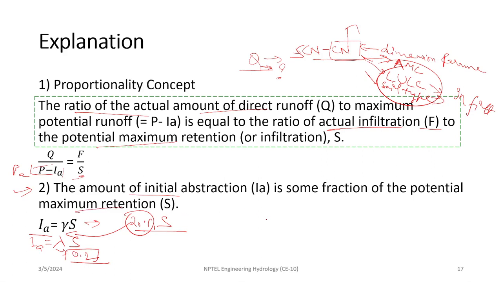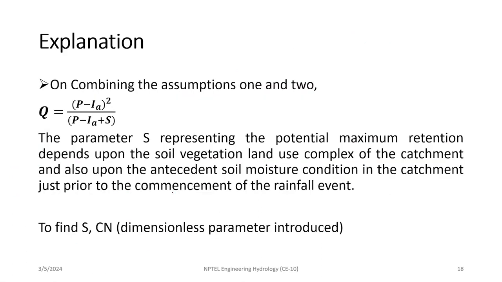Maximum retention in what sense? You can see here that parameter S represents the potential maximum retention, which depends on soil, vegetation, land use complex, and the antecedent soil moisture condition in the catchment just prior to the commencement of the rainfall event. So it is saying that this is the maximum moisture which can exist in the soil, vegetation, land, just before the commencement of the rainfall event.